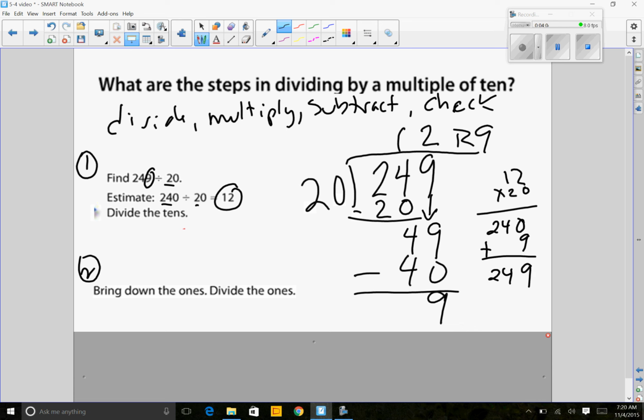Sure enough, I get the dividend. So I can go back and even check my answer. So it looks good to me. Okay, so that's how you do this. You're going to estimate. You're going to divide whatever you need to start.